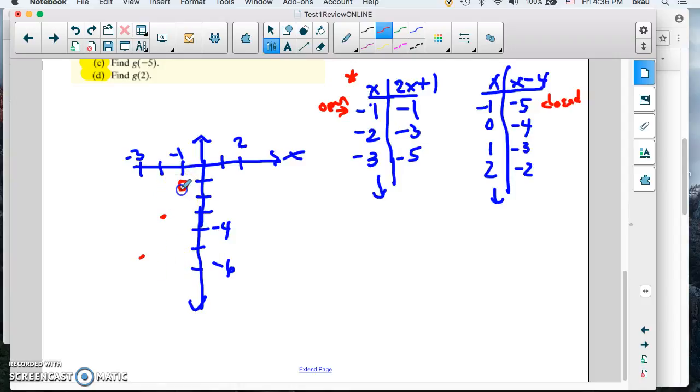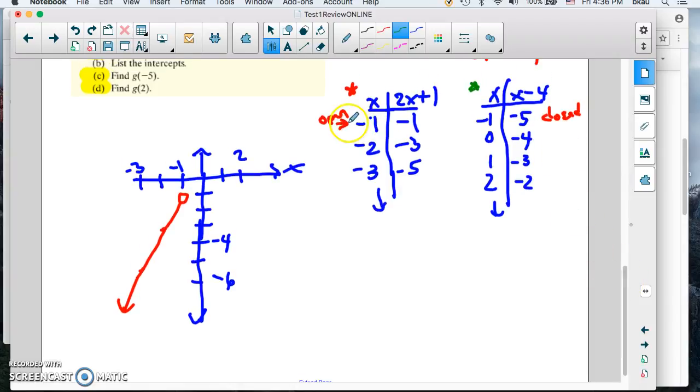So -2, -3, 1, 2, 3 is a dot, and -3, -5 is right here at this dot. So we have a function going off in this direction on the first piece. So that's the first piece. It's going to continue in this direction. As it gets more negative, it's going to get more negative there. The second graph, let's graph that in green. So green, -1, -5 is a closed circle right here. 0, -4 is here. 1, -3 is here. 2, -2 is here.